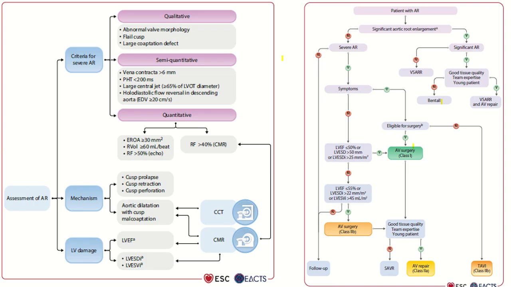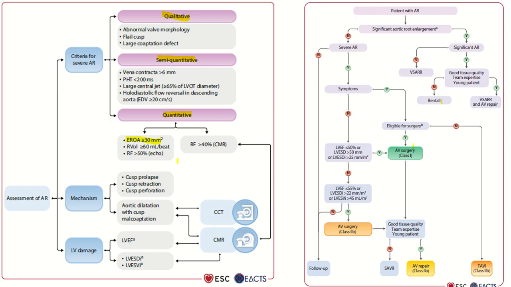Evaluation of patients with aortic regurgitation depends on qualitative, semi-quantitative, and quantitative assessment of the aortic valve. Back to the quantitative assessment, to accurately diagnose patients with severe chronic aortic regurgitation, you have to have an effective regurgitant orifice area of more than 30 mm. The effective regurgitant orifice area demonstrates the size of the hole in which the blood regurgitates back to the left ventricle.